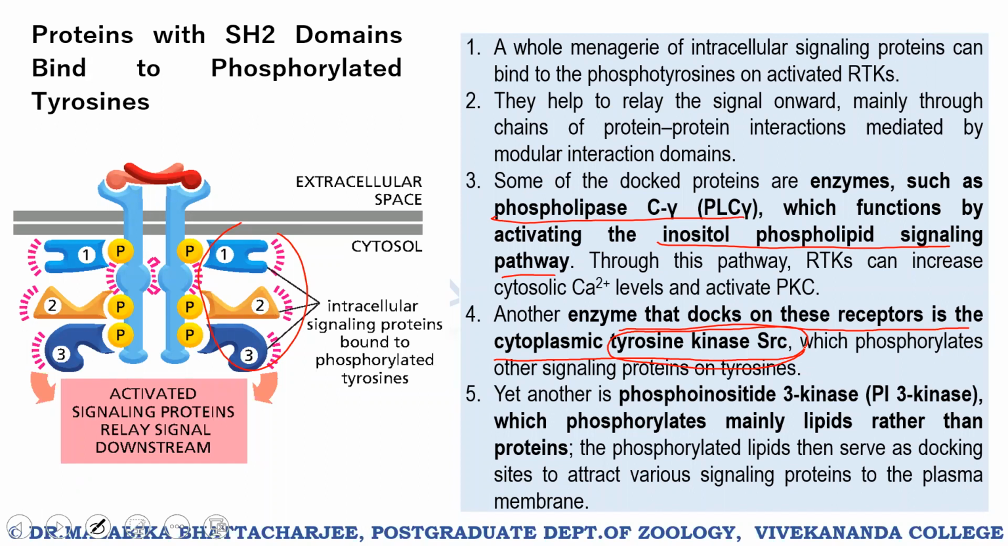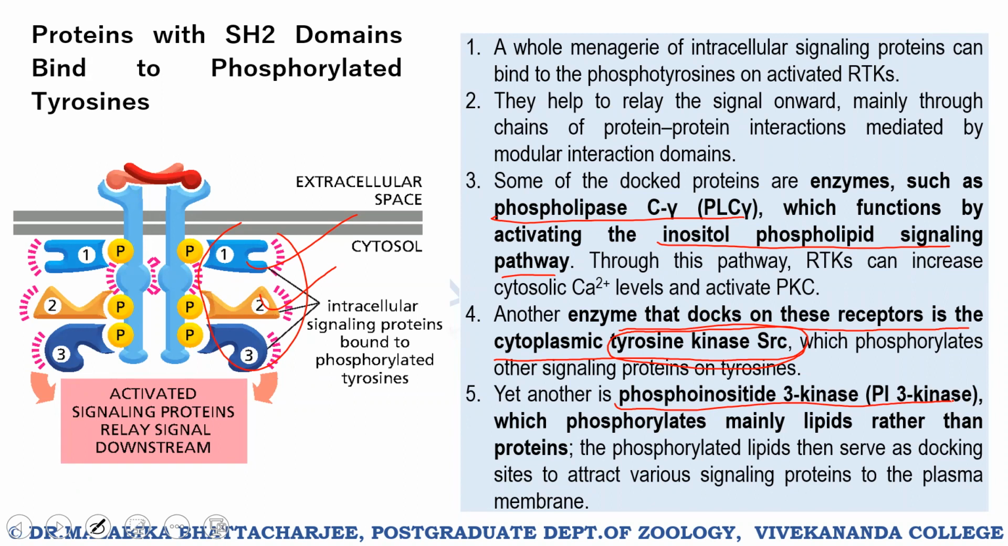So SRC is basically a tyrosine kinase for simplification, and it has another domain known as the SH2 domain, and this SH2 domain helps in docking of a lot of tyrosine kinases belonging to the SRC subfamily to these receptors. So the proteins that interact might be the enzymes, PLC gamma, might be the SRC tyrosine kinases, or it might be another family of kinases, the phosphoinositide 3 kinases, PI3 kinases.